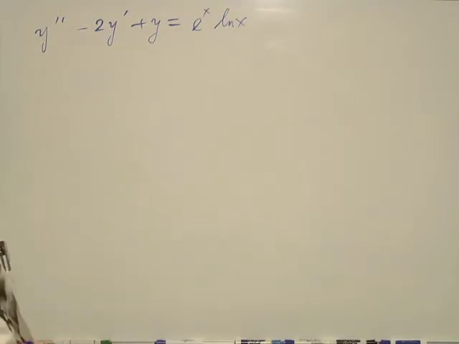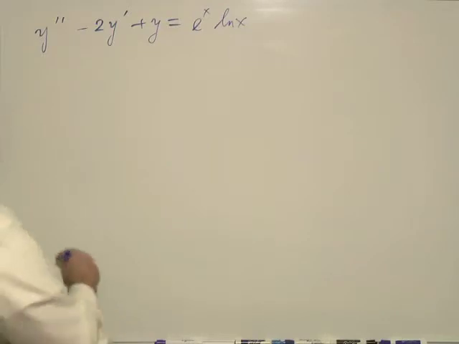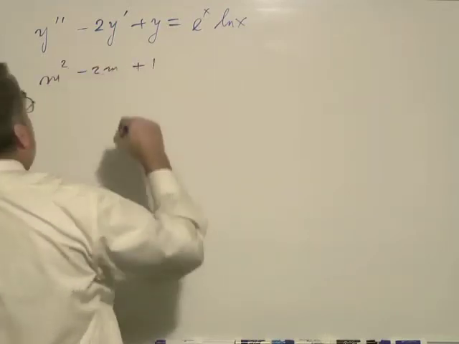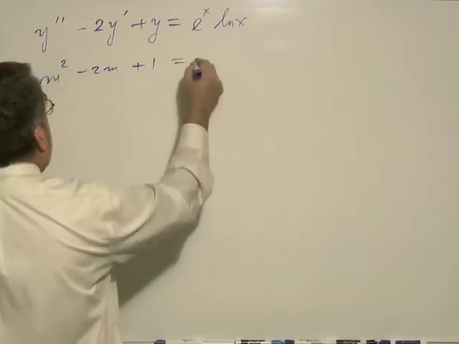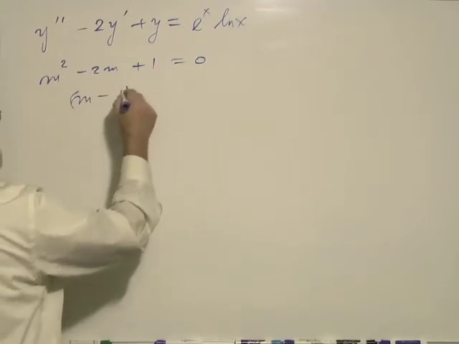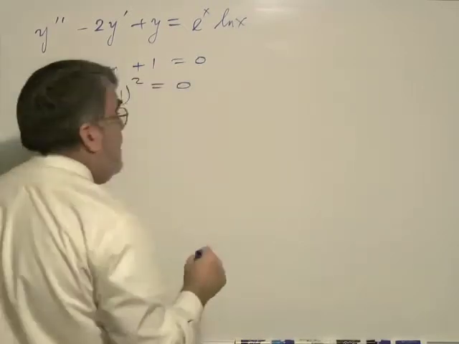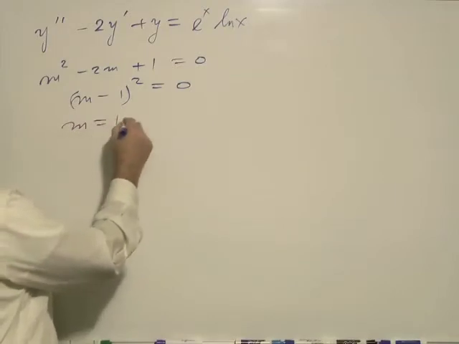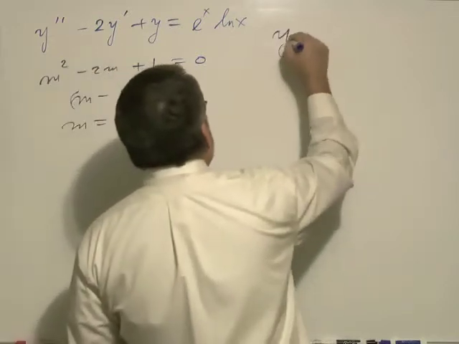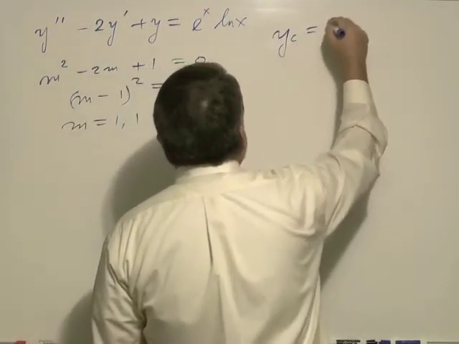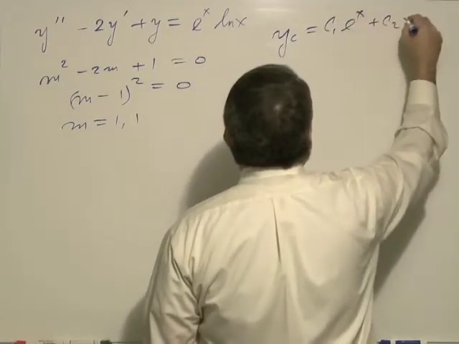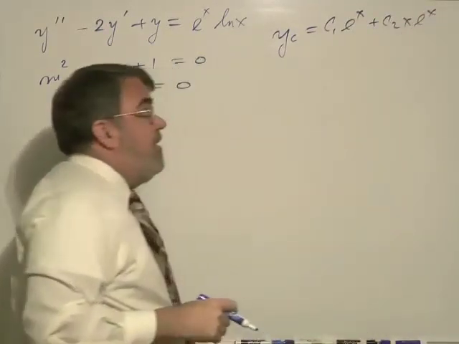Alright, so our first order of business is to find the complementary solution. The characteristic equation is m^2 - 2m + 1 = 0. And this is a perfect square, (m - 1)^2 = 0. So we get a double root, 1 and 1. That means our complementary solution is going to be c1 e^x + c2 x e^x.